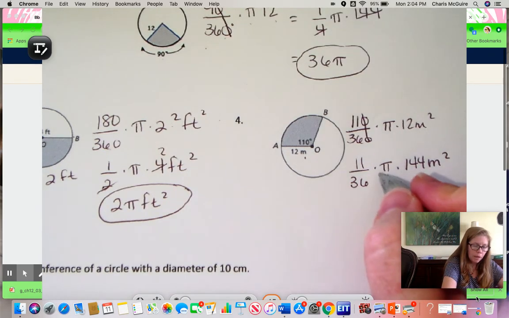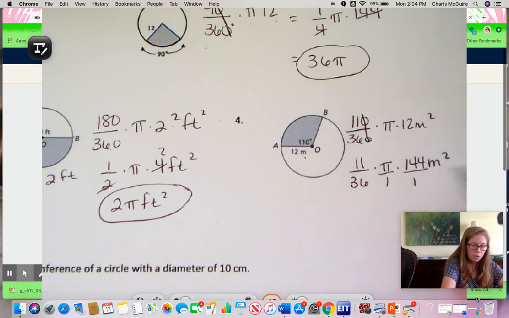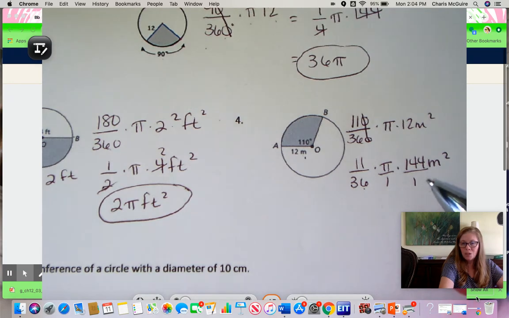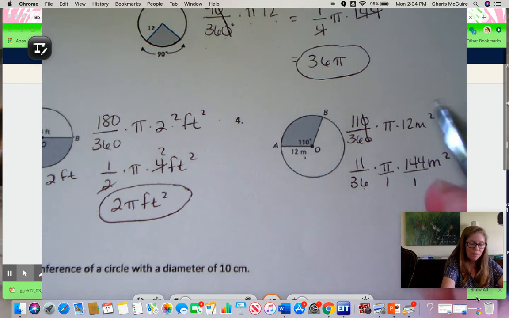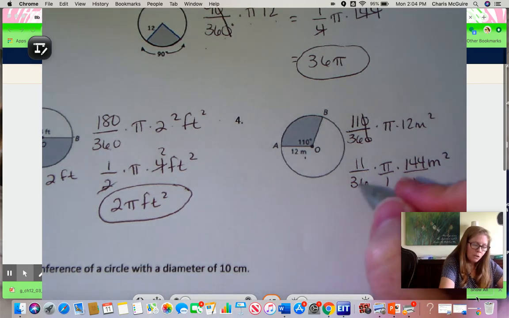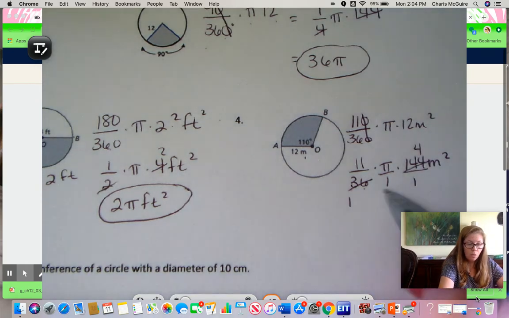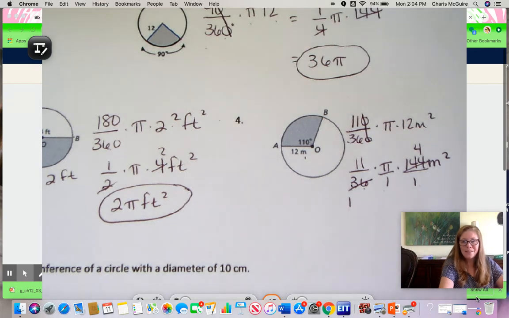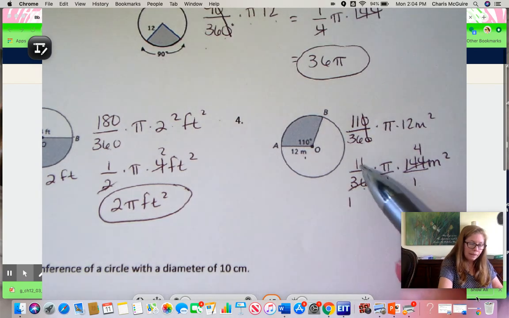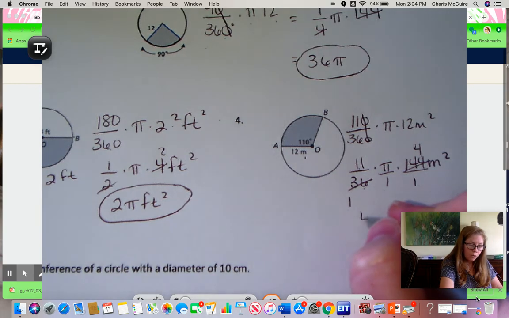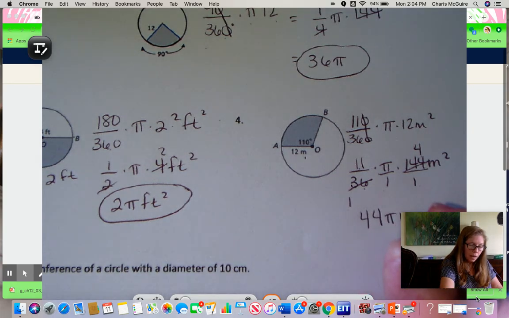Well, remember, the pi is over 1 and the 144 is over 1. So 36 and 144, we saw there was a relationship, right? Do you remember I told you 36 times 4 equals 144? I gave you a nice one on purpose. So 36 goes into itself once, and it goes into the 144 4 times. So now we've got all ones in the denominator. We can just forget about the denominator. And we have 11 times 4, or 44 pi meters squared.